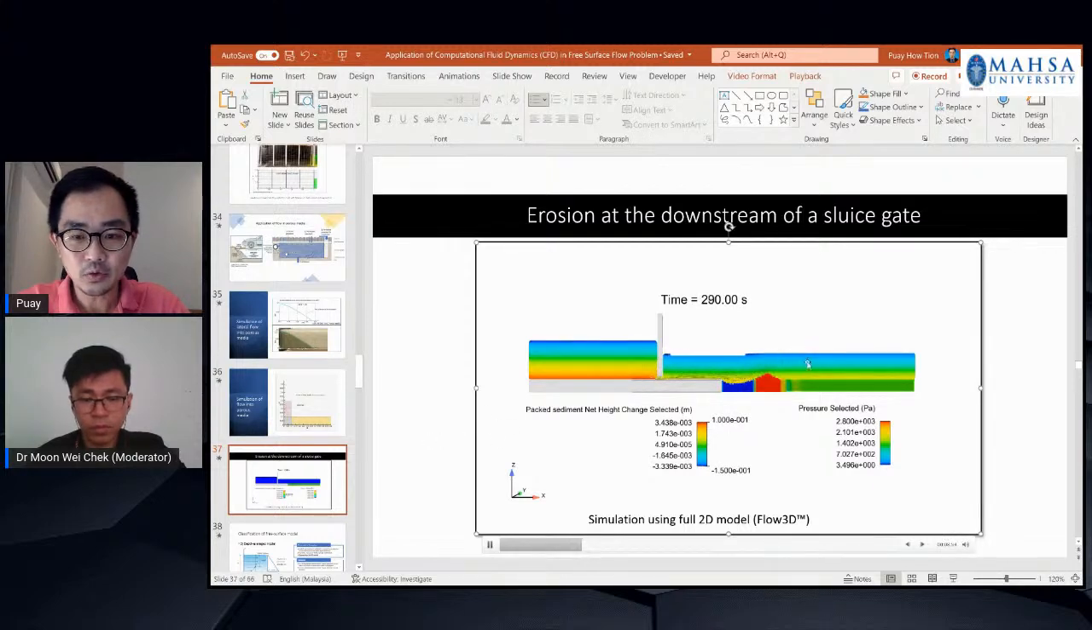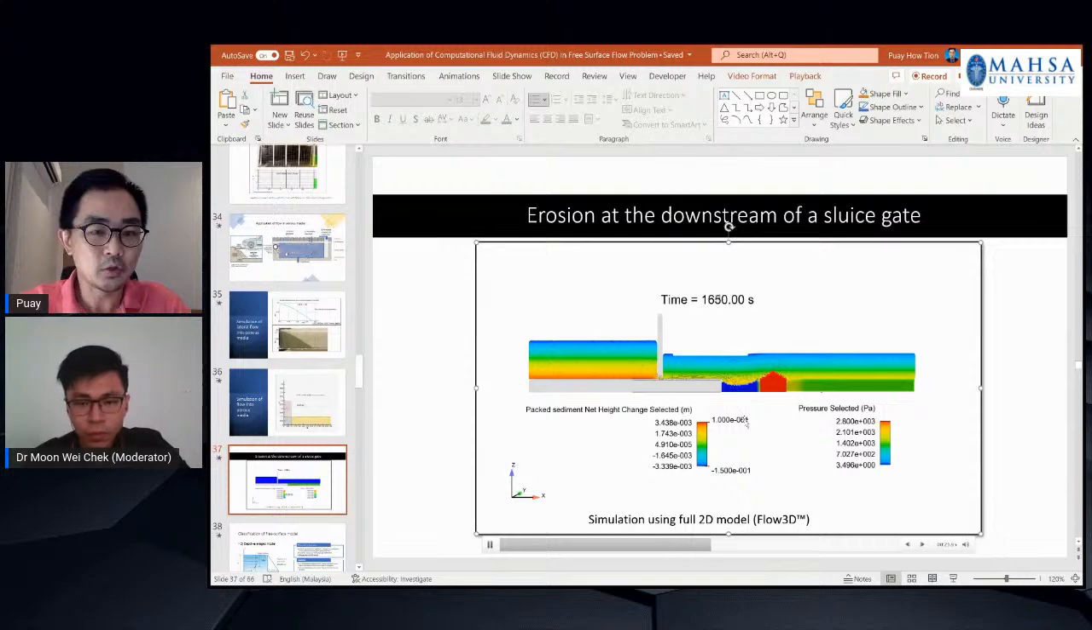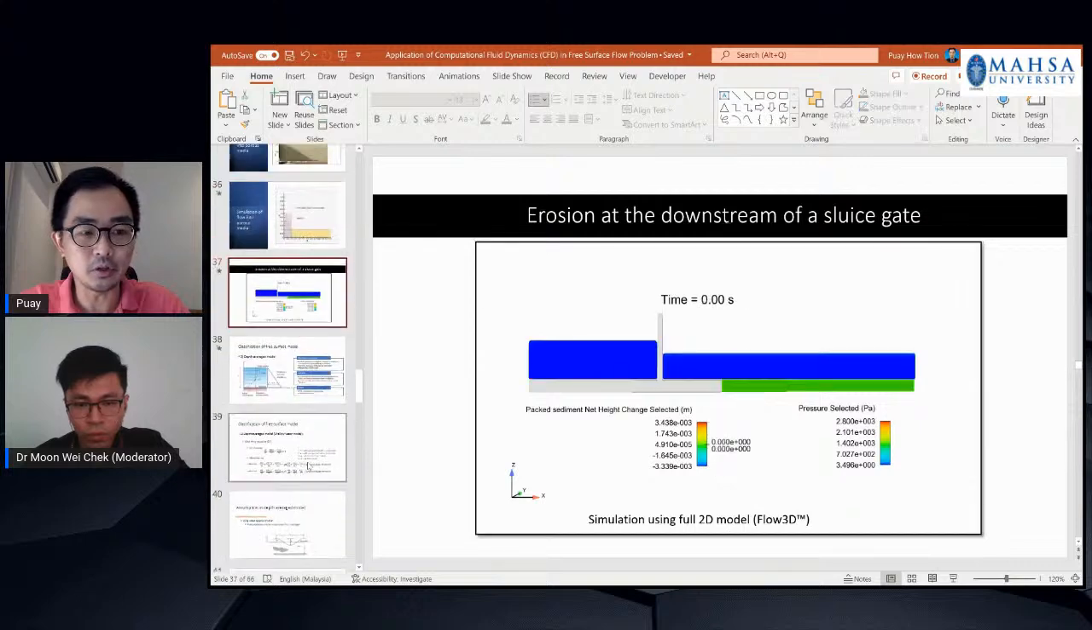So this is at the downstream and this is at the upstream. You can see when the gate is open, severe erosion will occur here with deposition. So some measure has to be taken at the downstream of this site here. So we can use a 2D model and it is adequate for us to come up with some meaningful result. So we don't necessarily have to resort to a 3D model, which is very expensive.